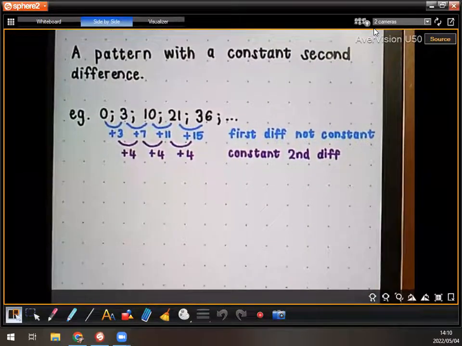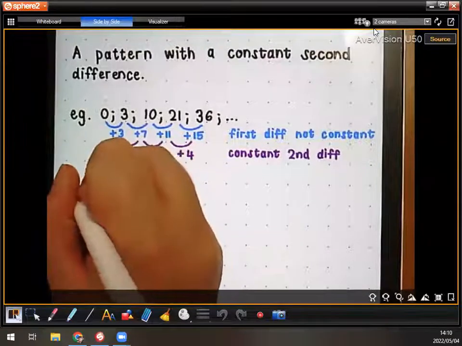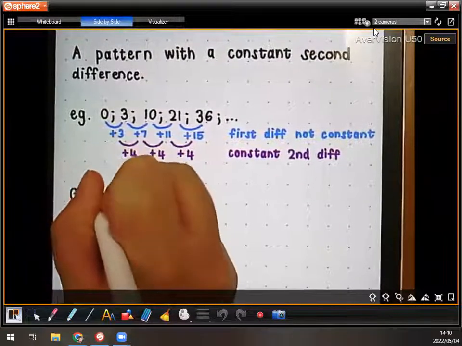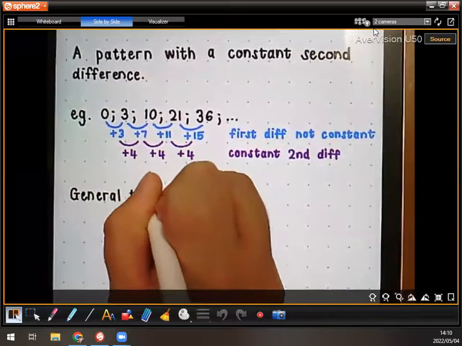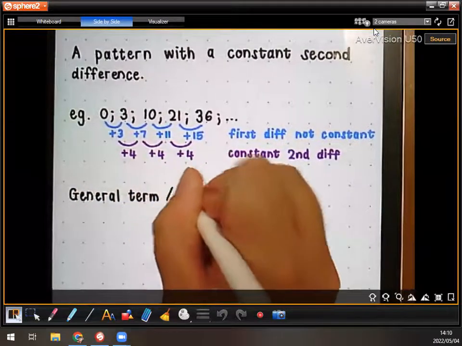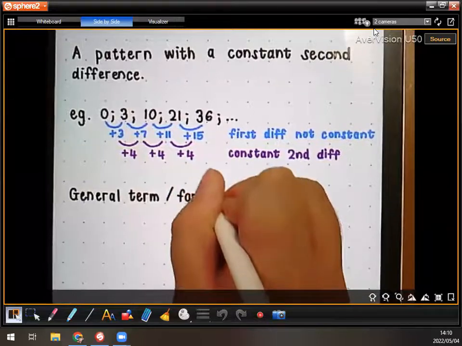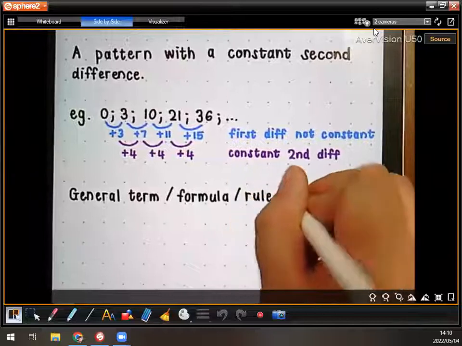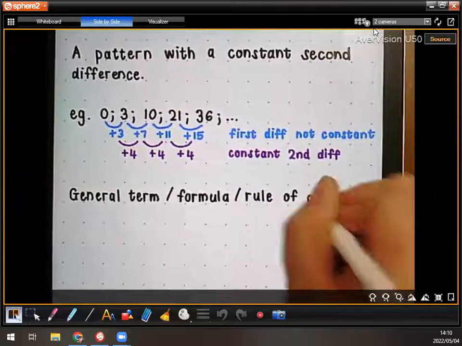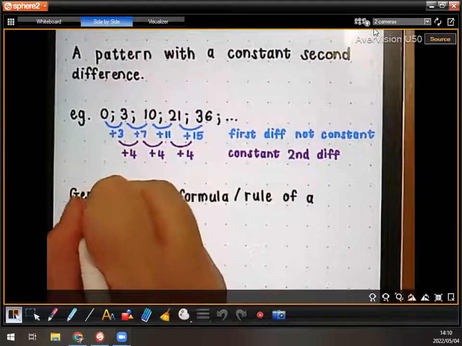So the formula that we're going to use, so the general term or formula or rule of a quadratic number pattern.